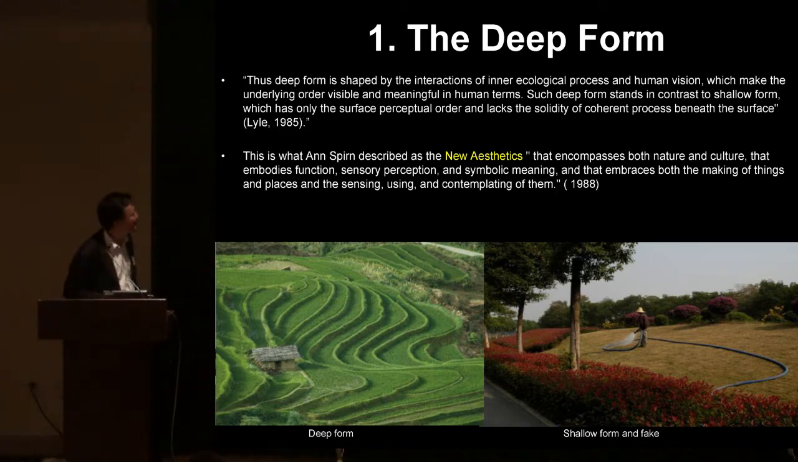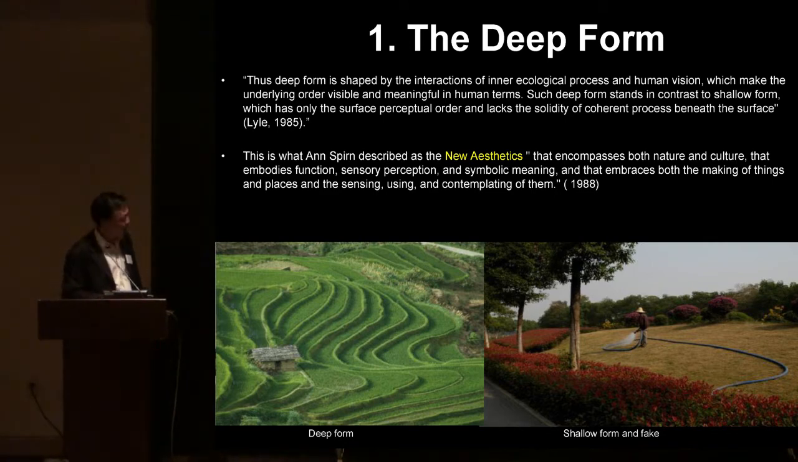So the deep form is, you can see, shaped at different levels. It literally means union between man and nature. Underneath human activities is the deep ecological process. This is what Einstein described as a new aesthetics a long time ago. So that's deep form. That's shallow form. This deep form really adapts to the ecological process underneath.